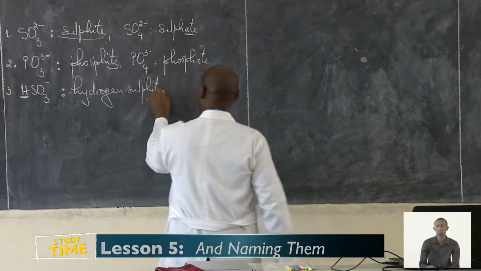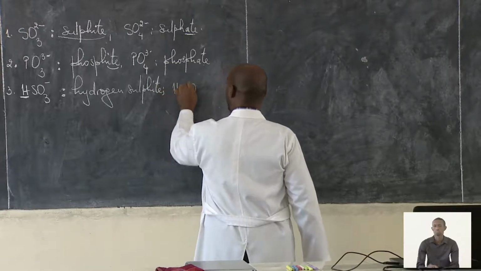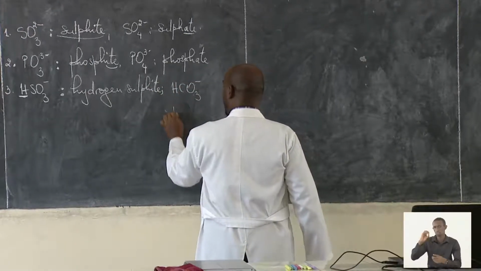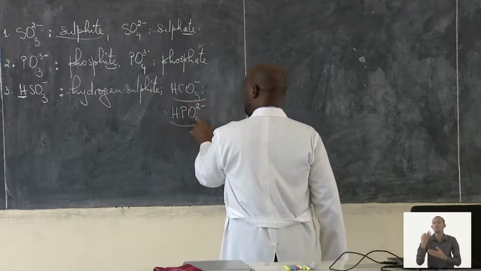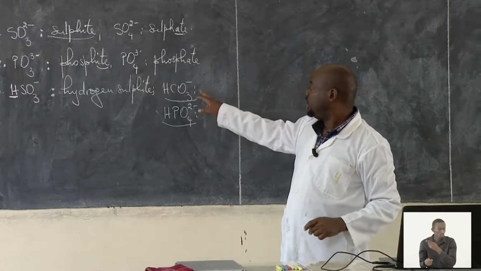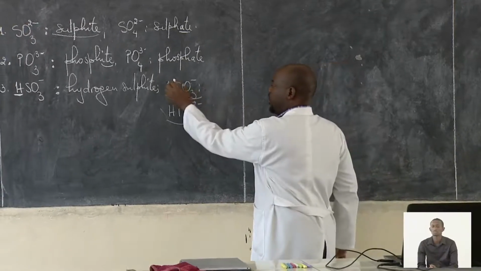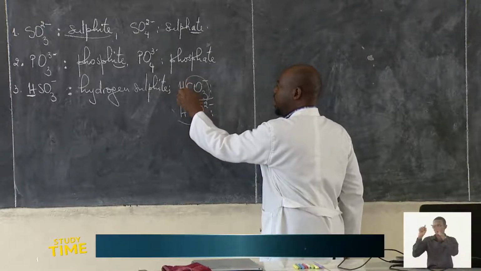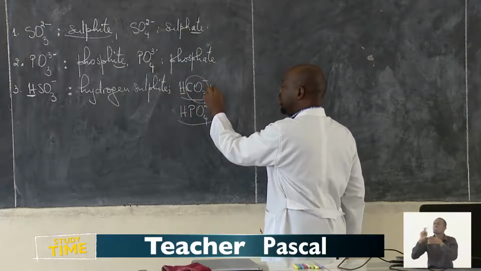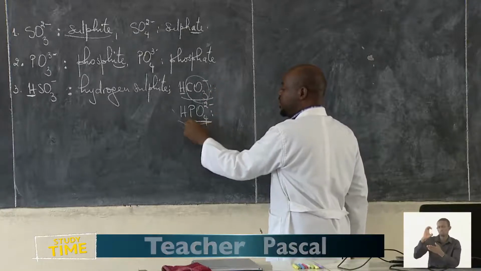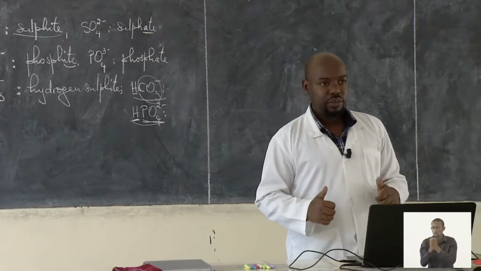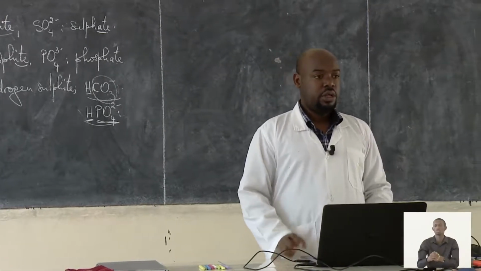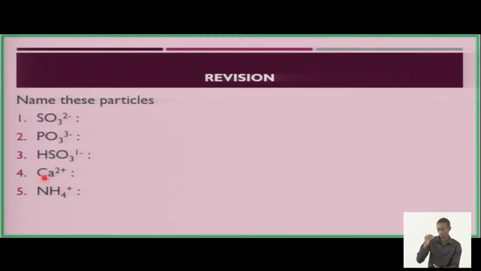You remember this with other particles like HCO3 negative or HPO4 2 negative. What is the name of this one? The part we have here is the carbonate. And when we add hydrogen, it becomes hydrogen carbonate. And with this one, the phosphate, if you add hydrogen, then it becomes hydrogen phosphate. All right? Good.